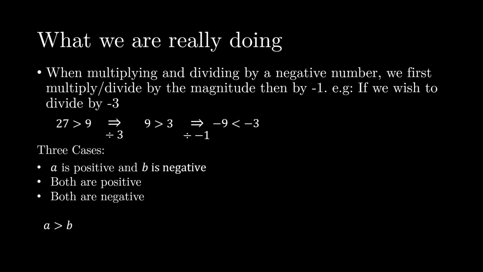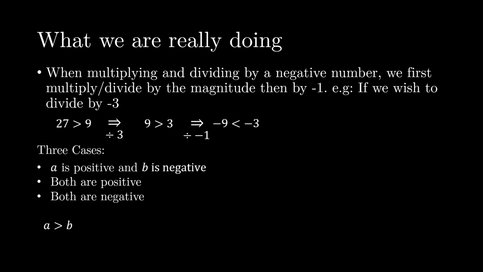Lastly, our third and final case is where both of the numbers are negative. If a is greater than b and both are negative, that means a needs to have a lower magnitude than b, right? Because as we previously stated, that's how negative numbers are. So when we divide or multiply by a negative number, we turn both of these numbers into positive numbers. But we've already established that a has a lower magnitude than b, so we need to flip the sign to account for that. And so this is one way to explain why we flip the sign when we multiply or divide by a negative number.